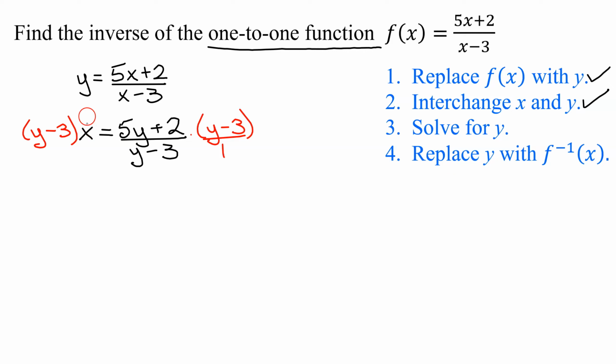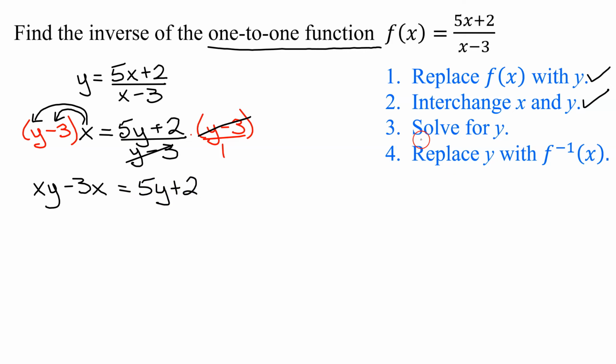So on the left-hand side, I'm going to have to distribute in the x. So I'm going to get x times y. Then x times negative 3. So I'm going to get minus 3x. Equals, on the right-hand side, my y minus 3's reduce, and I just get left with 5y plus 2.